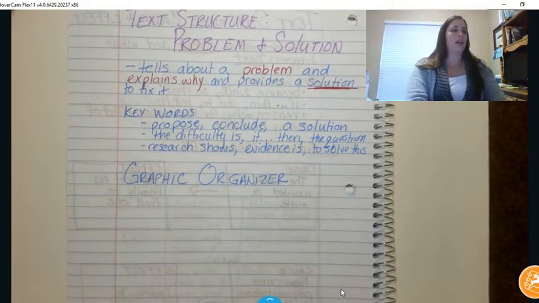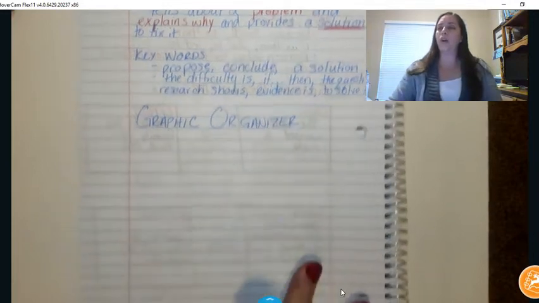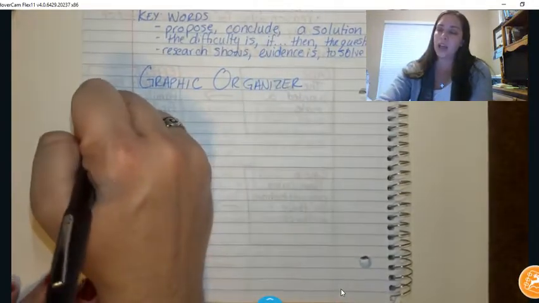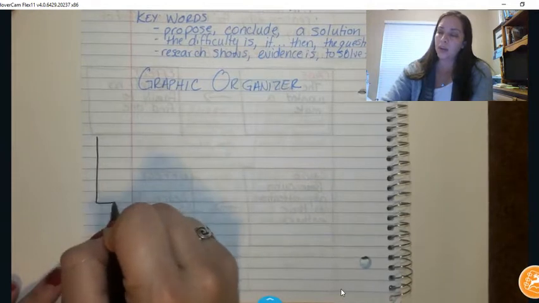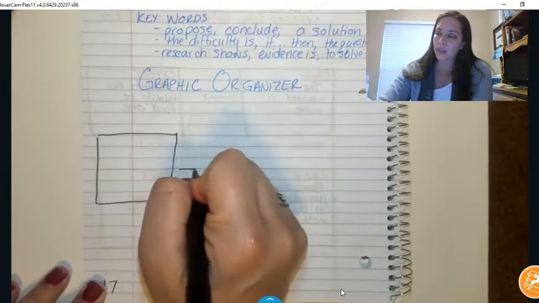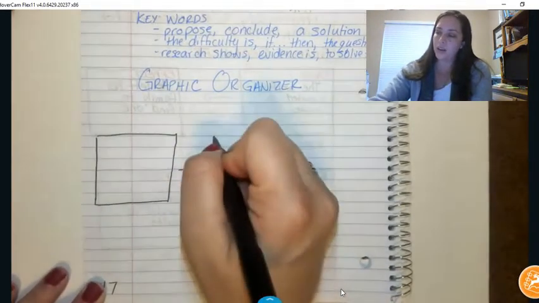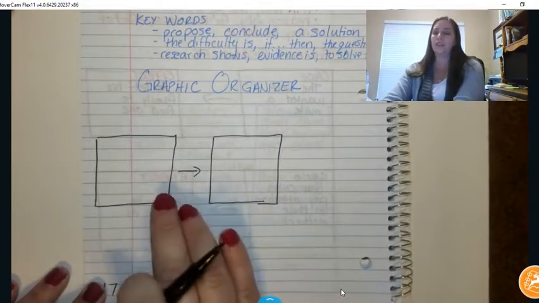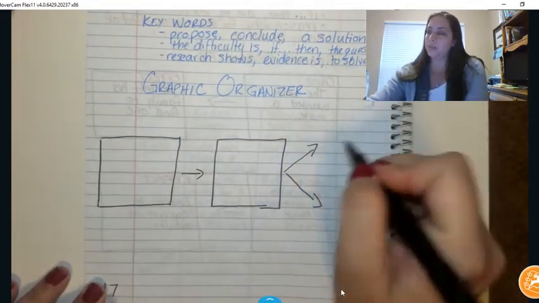And I'm going to go ahead. It starts off very, very similar to what our cause and effect graphic organizer looks like. So I'm actually going to start way over here at the very edge of my paper. And I'm going to make a nice little box right here. And then we have another little box. See, again, it looks a lot like your cause and effect. But then we expand out.